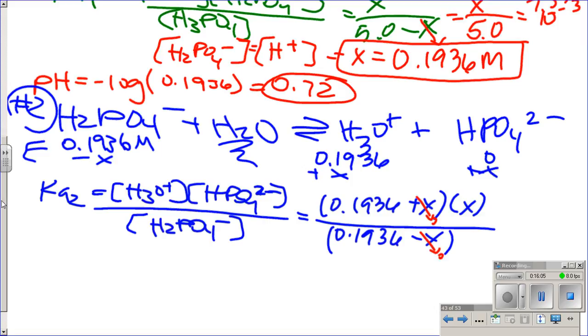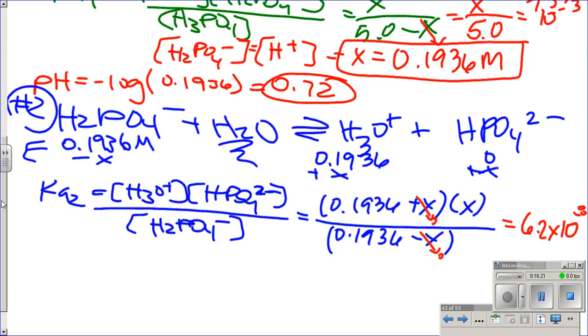So what do you want? That's pretty easy. I don't even have to do much more work. I set it equal to Ka2, which was, you can't see this, Ka2 is up on the top of the board, 6.2 times 10 to the negative 8.